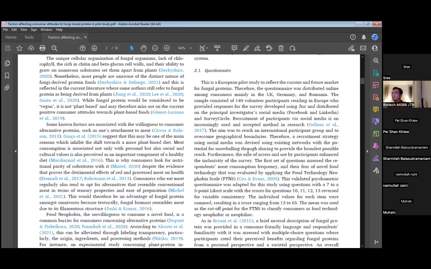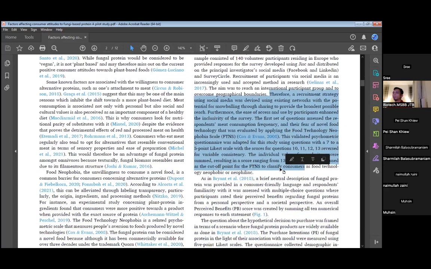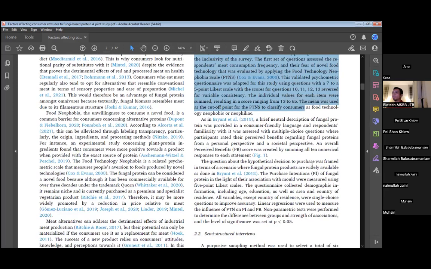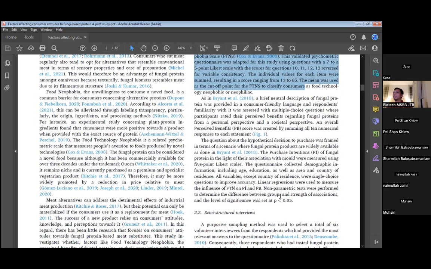And this is how they prepare the question, right? So what are the things that they want to ask the respondent? This particular part, what are the things they want to ask the respondent? Okay. So the question about hypothetical decision to purchase was framed, how they arrange the question academically, right?